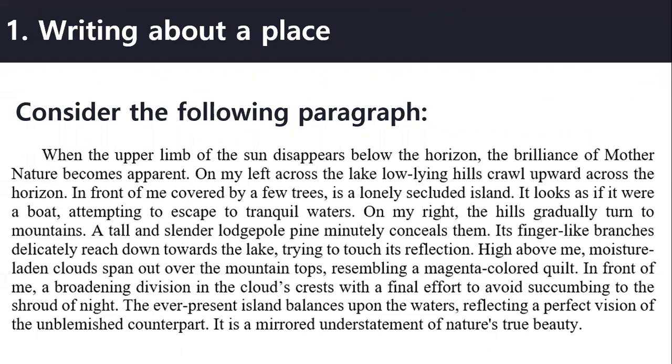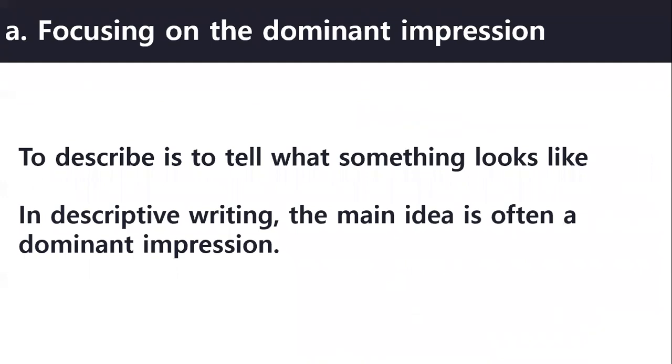So it is a beautiful paragraph that paints a very beautiful and scenic picture, and we are going to analyze it by first focusing on the dominant impression. To describe is to tell what something looks like. When a writer describes a place, they try to create a picture in words so that the readers can see the place. In descriptive writing, the main idea is often a dominant impression. This latter is the main effect or impression the place has on the writer. The writer focuses on that impression and tries to communicate it to the reader.